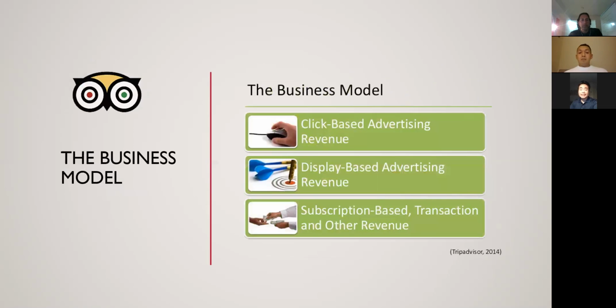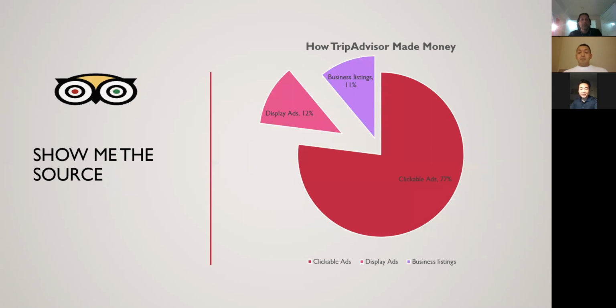Thank you, Brian. The business model of TripAdvisor is a click and display-based advertising business. They're also subscription-based. Businesses can list their ads on a yearly basis with TripAdvisor for subscription fees. Show me the source. So how does TripAdvisor make money?